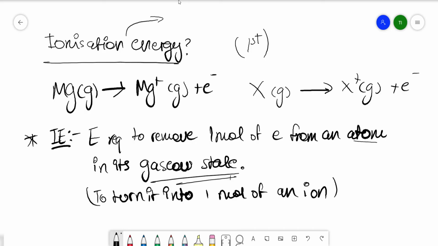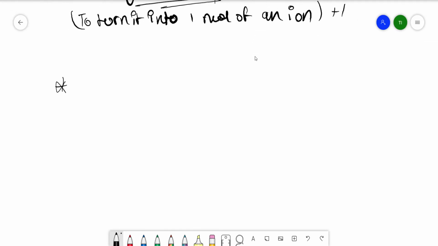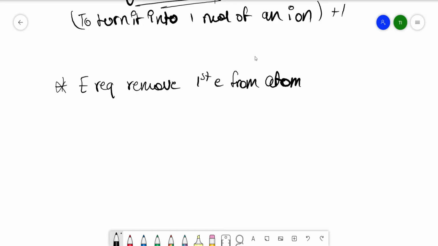So the marks are distributed like this: energy required to remove 1 mole of electrons from an atom in its gaseous state, right? And this can be awarded for the 3rd mark. How would you change this so that it becomes the first ionization energy? Now, the way you do that is you just alter the definition a bit. Energy required to remove the first electron from an atom in gaseous state.